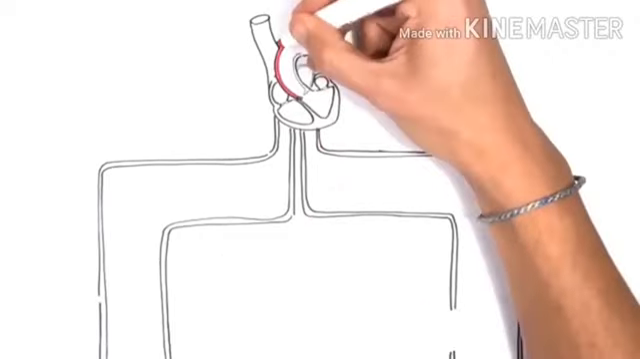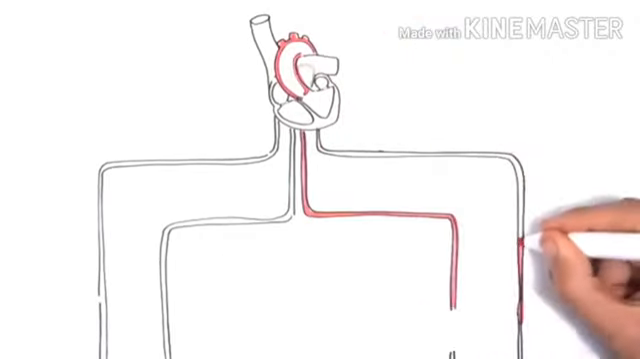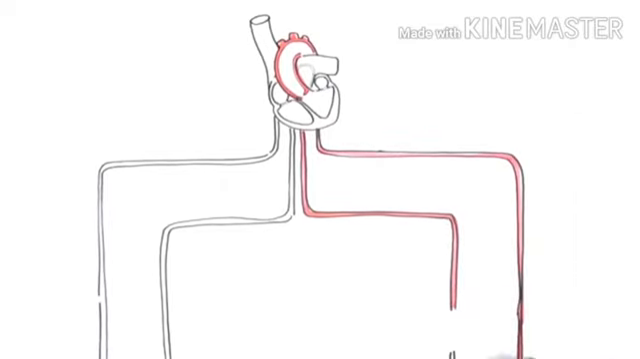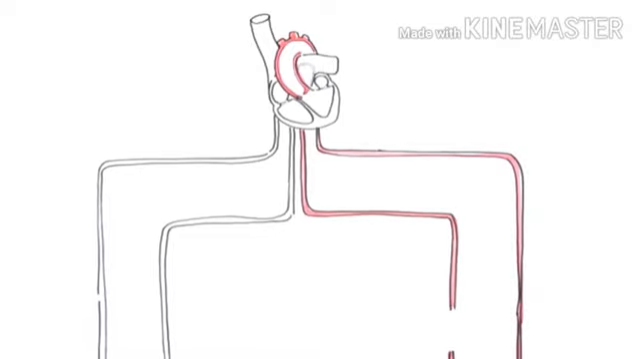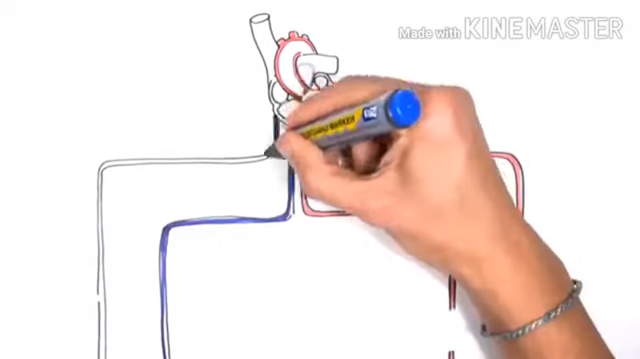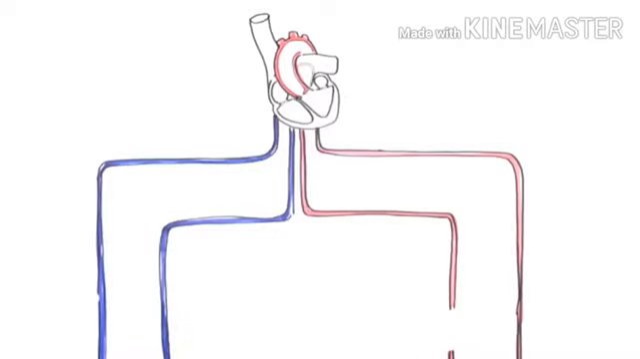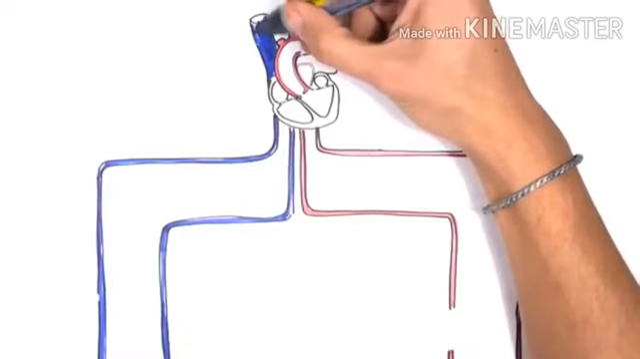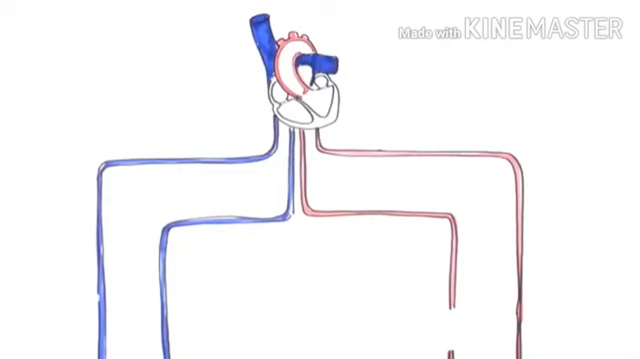Before starting that, we must know about the structure of the heart. The heart pumps blood to all parts of the body. The red vessels arising from the heart are arteries, which supply pure blood to the whole body, and the blue vessels are veins, which collect the impure blood from the whole body. The right side of the heart always contains impure blood, and the left side of the heart contains pure blood.